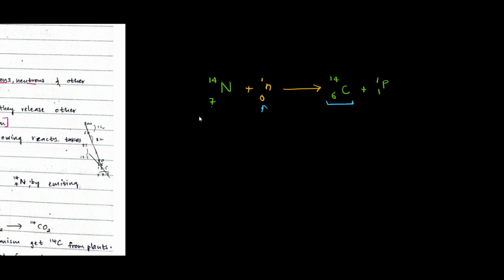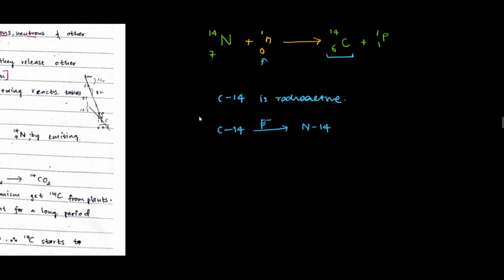Carbon-14 is an isotope of carbon which is radioactive. With time, this carbon-14 undergoes beta decay to turn back into nitrogen-14. So let's look at this reaction.